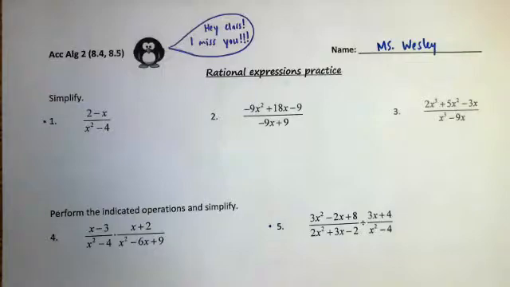So directions say simplify. I got to look at the top and the bottom, and just like you guys would always advise me to do, I'm going to see what factors. And I notice that the bottom is a difference of squares.